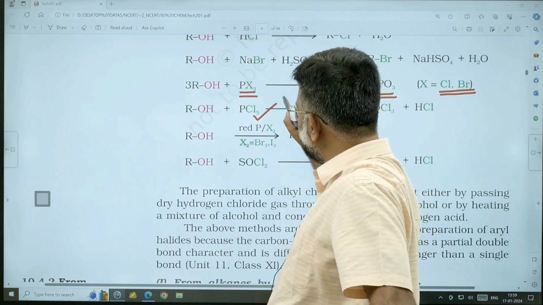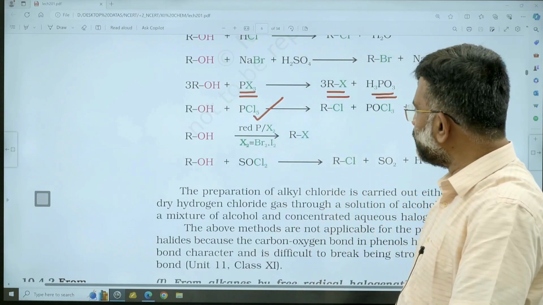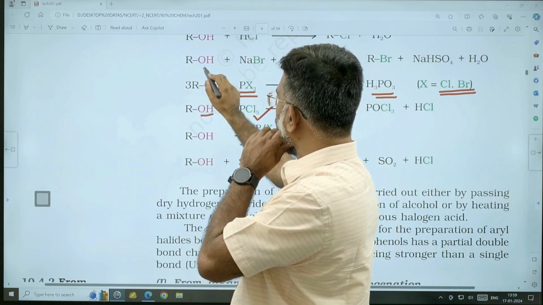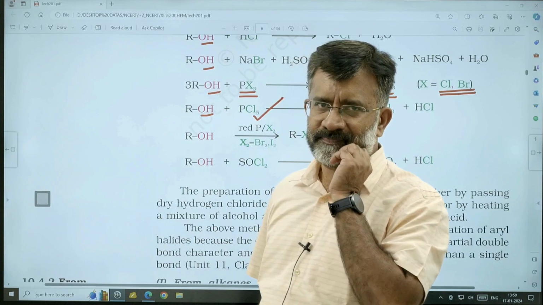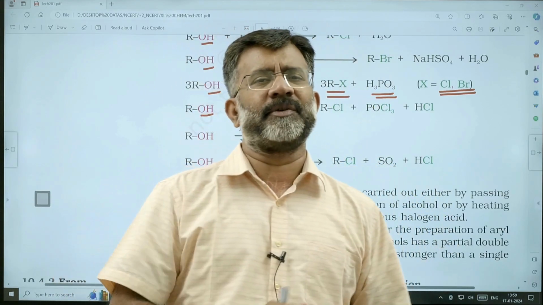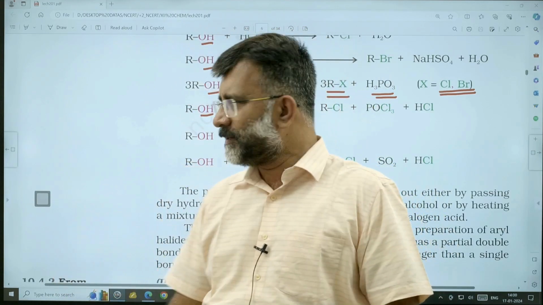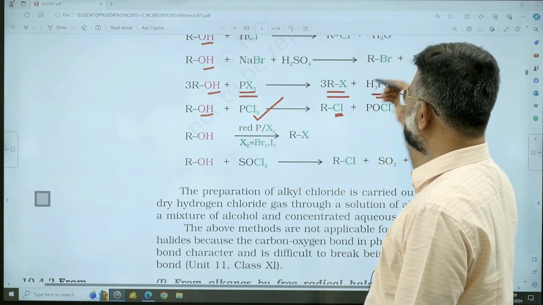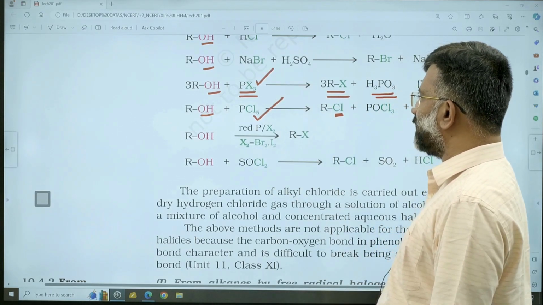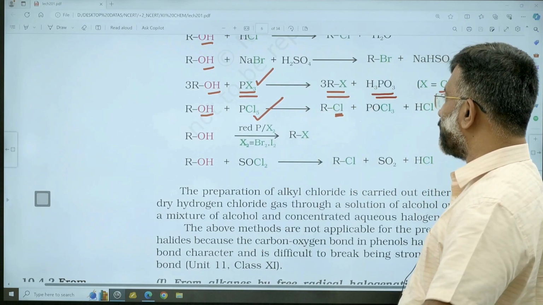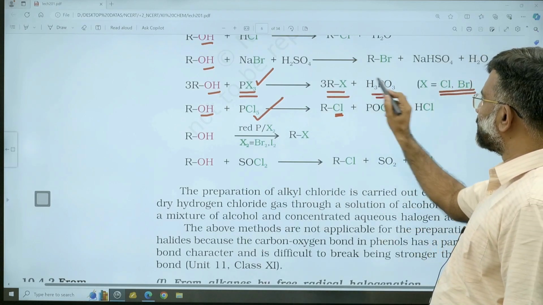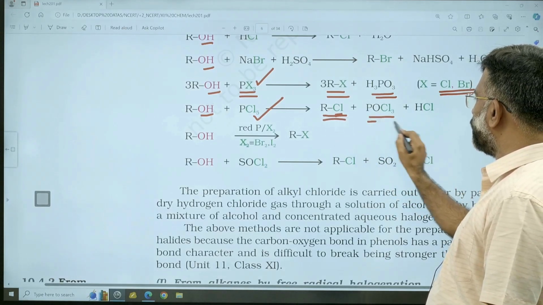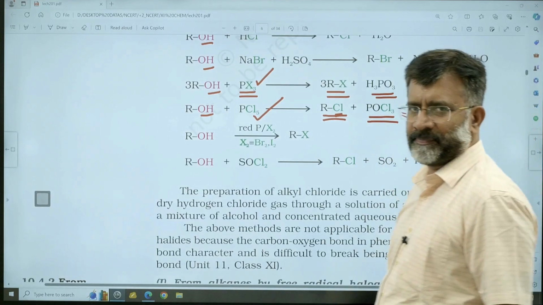Then there is the reaction with PCl5. In all these cases, what we find is that the OH group is getting substituted by a halogen, right? So this OH group is substituted by chlorine. There is a slight difference between the reactions of PCl3 and PCl5. Definitely you must make a note of it. Here you get RX plus H3PO3, while here we get RCl with POCl3 and HCl.